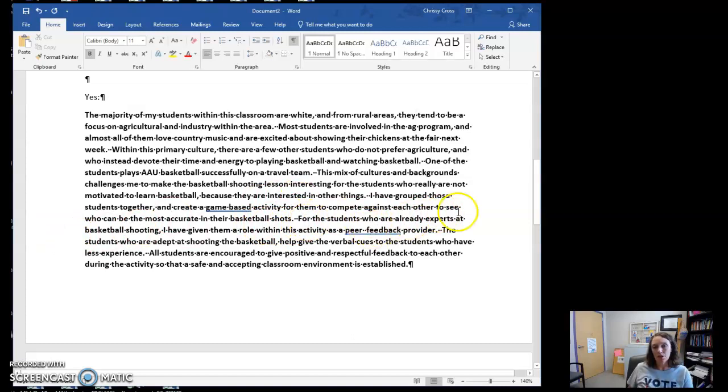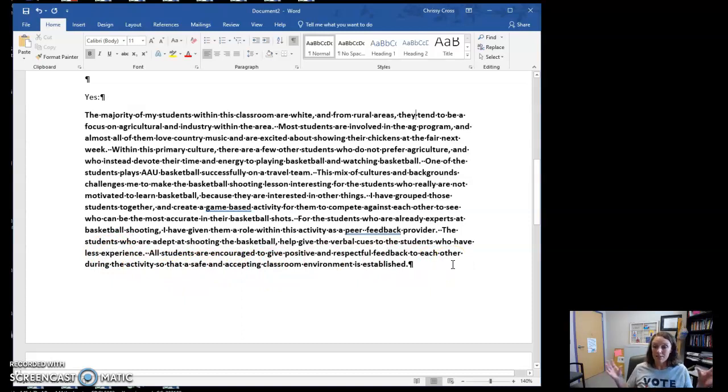For the students who are already experts at basketball shooting, I have given them a role within this activity as a peer feedback provider. These students who are adept at shooting the basketball help give verbal cues to the students who have less experience. All students are encouraged to give positive and respectful feedback to each other during the activity so that a safe and accepting classroom environment is established.